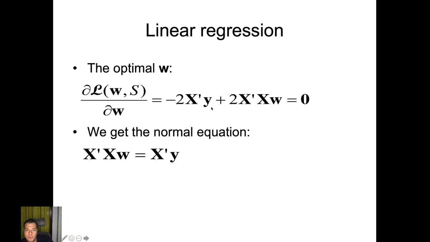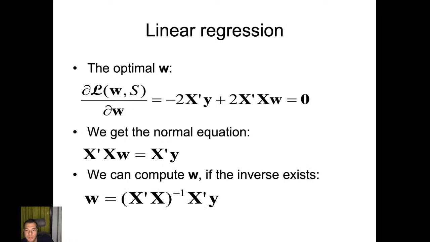Okay, so from this we get the normal equation. So we just move this component to the other side of the equal sign, and we divide by 2 in both left and right terms, and we have this normal equation, and from this equation we can compute W as the solution, so we multiply with the inverse of this matrix to the left side, and then we have the solution for W. So of course the solution can be computed if the inverse of this matrix exists. Otherwise the solution might not exist.